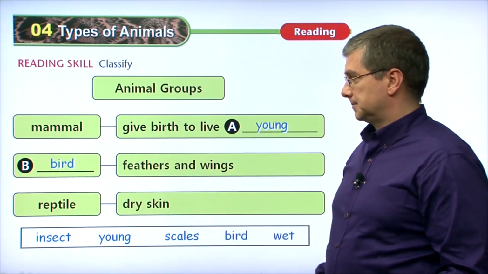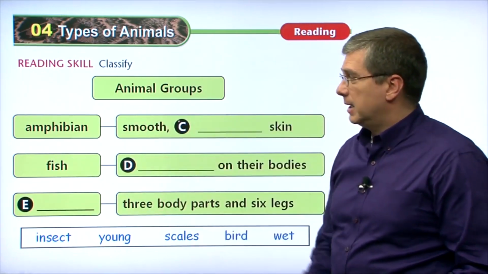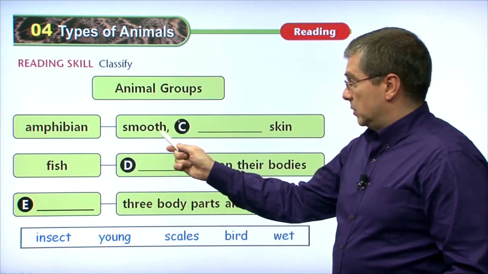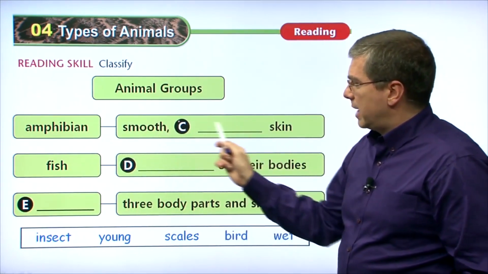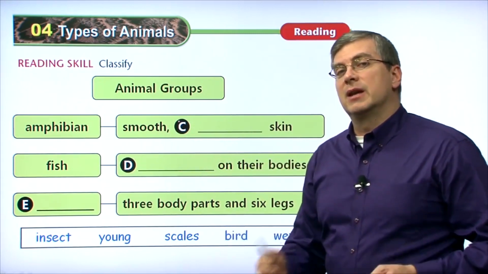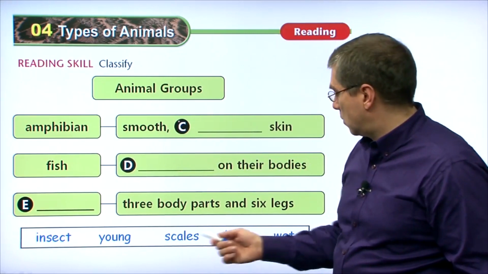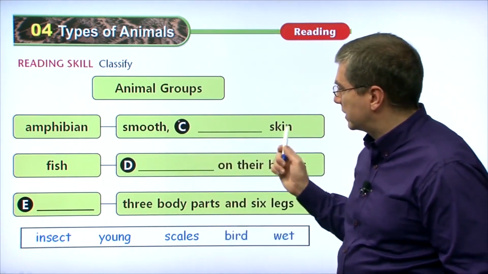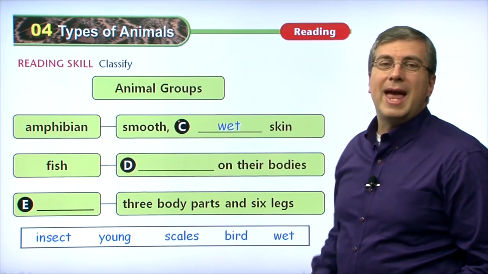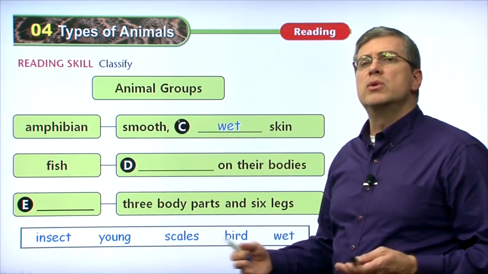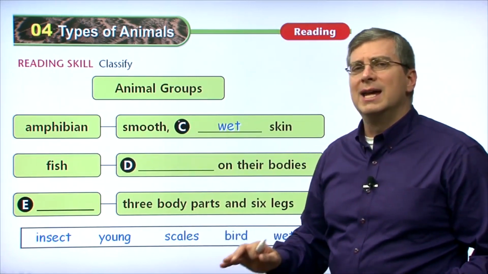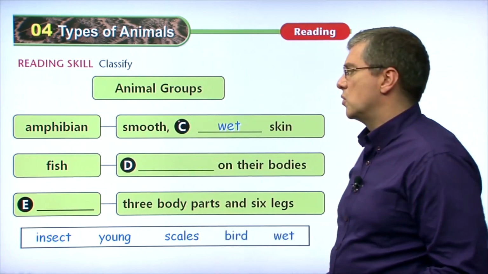Okay, let's move on. We have the next three. Amphibian is the classification. We have smooth. What kind of skin? Smooth and what kind of skin? When we talked about amphibians, we said something special about their skin. Smooth, wet skin, right? It's smooth and wet. Those amphibians have smooth and wet skin. That makes them different, of course, from reptiles that have dry and rough skin, not smooth.